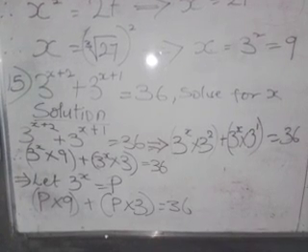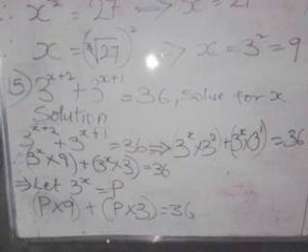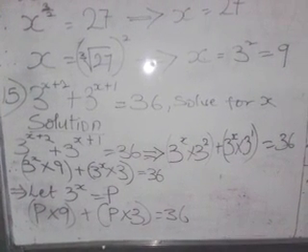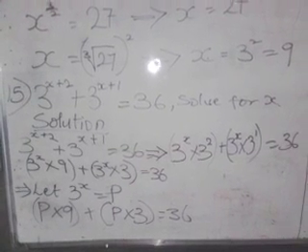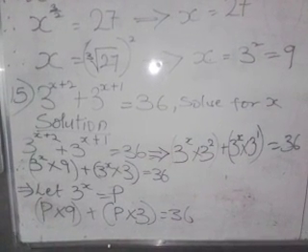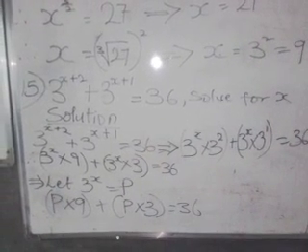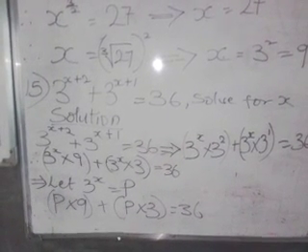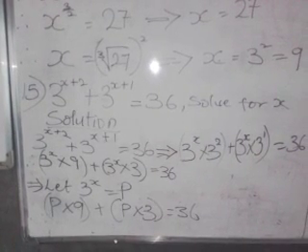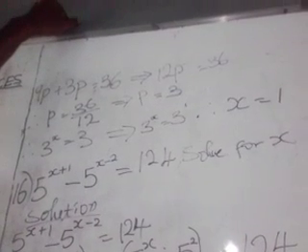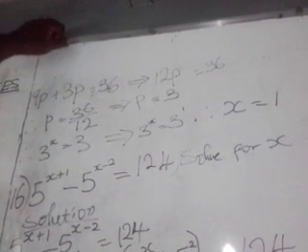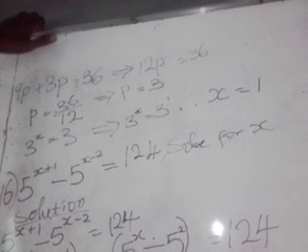Any place we see 3 raised by x, let us call it p. At the end, we bring back 3 raised by x and replace it with that p. So any place we see 3 raised by x, we call it p. So the question now changes to p times (9) plus p times (3) equal to 36. That's p times 9 plus p times 3 equal to 36.